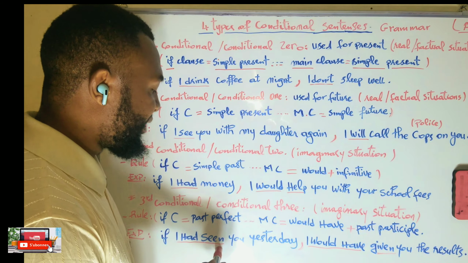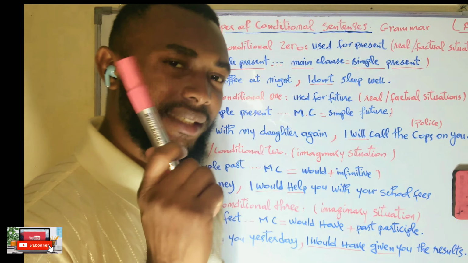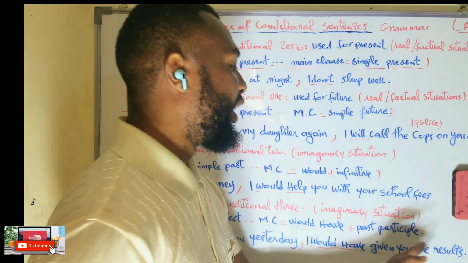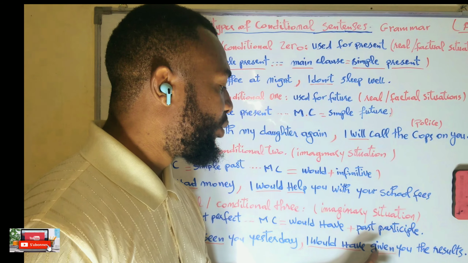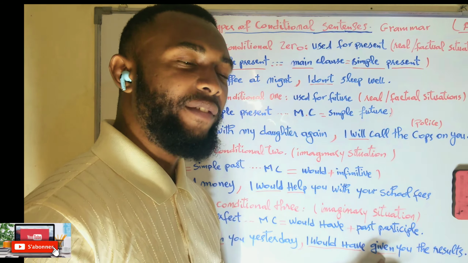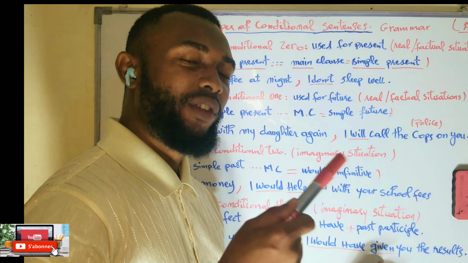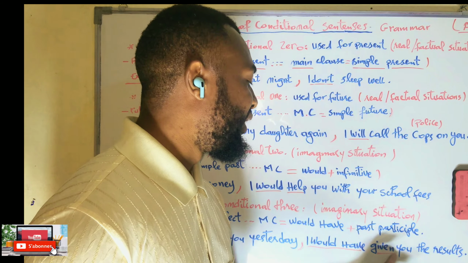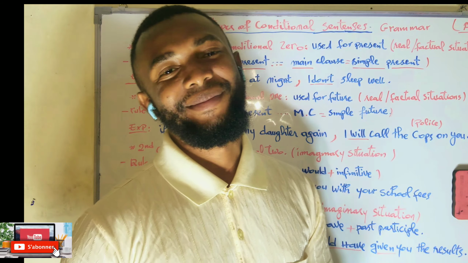So if I had seen you yesterday, I would have given you the result. So I would have plus le participe passé. To give, le participe passé du verbe to give, ça c'est given. Alright? So I would have given you the result.